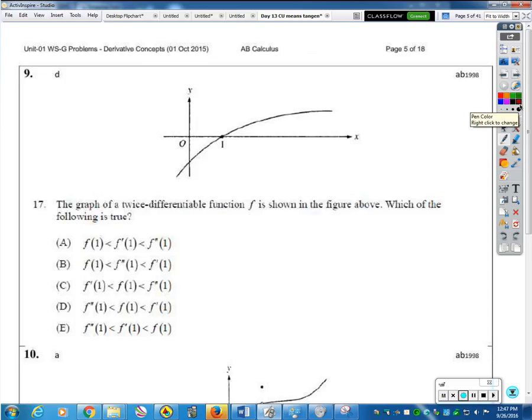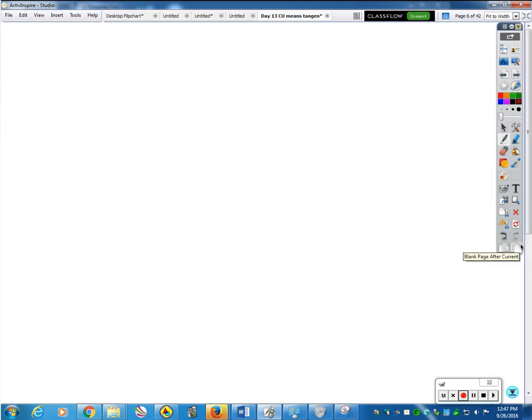Nine has a statement we probably should talk about. It says the twice differentiable function f. So let's make a couple of notes about that. If f of x is differentiable, then f prime exists. So if f of x is differentiable, you can find f prime.